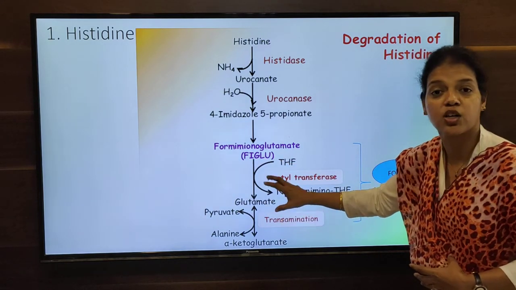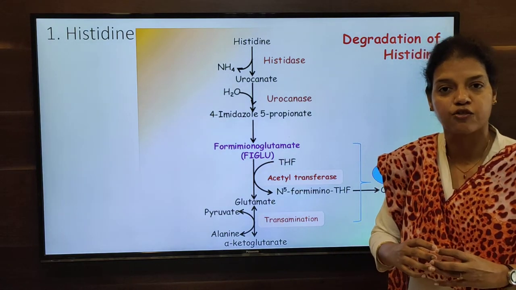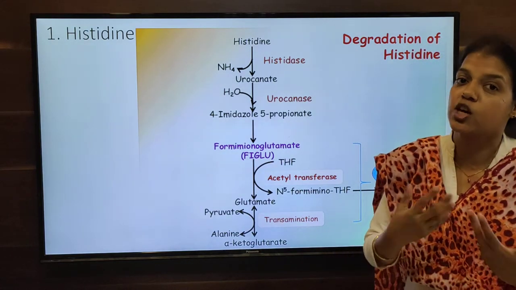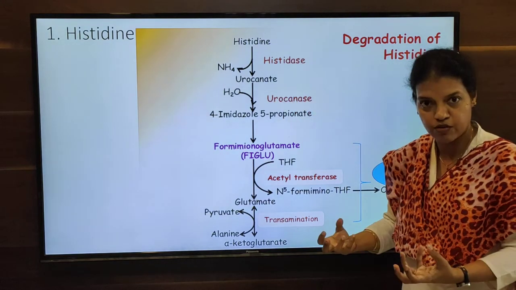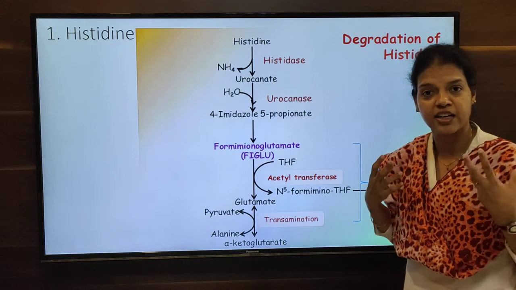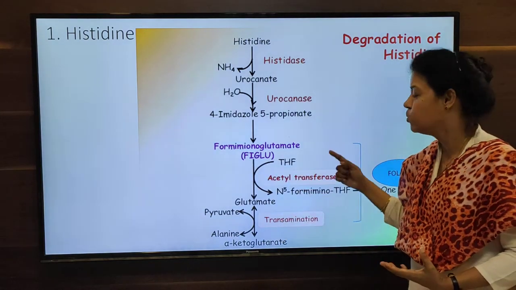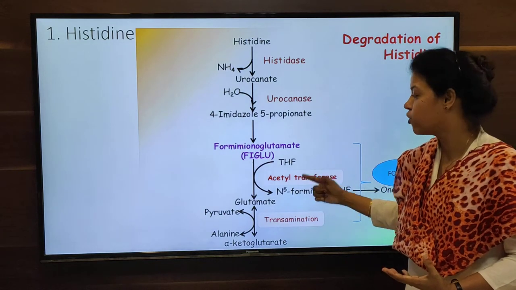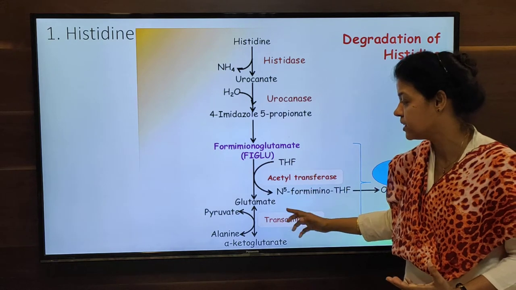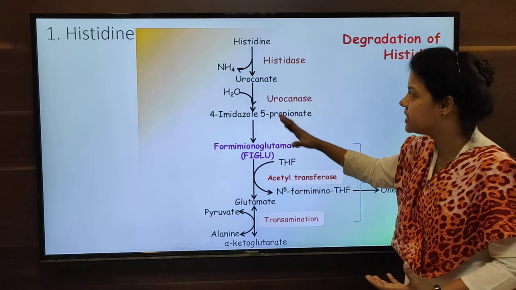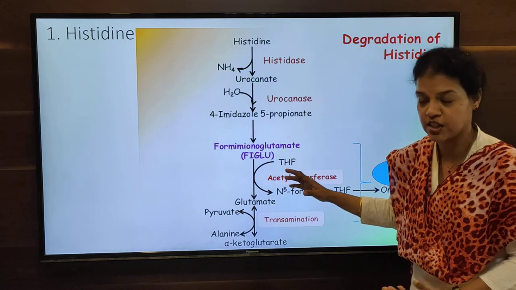And as you are aware, glutamate is a key intermediate in the degradation of proteins, which helps in various transamination reactions. So first you have deamination, which is removal of amino groups. Then you have transamination, which is transfer of amino groups. And for the next steps to proceed, you need folate. You need folate molecules to bring about this conversion of formiminoglutamate to glutamate. And these are key reactions in the metabolism of histidine, the breakdown of histidine.